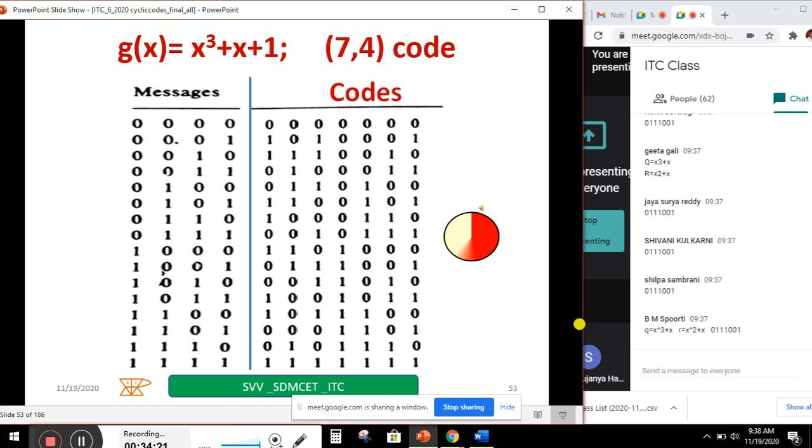Purti got 011 1001. Copy down the code words. No need of the message because the last 4 bits will be the message. So simply copy down the code words. The beginning 3 bits will be the parity bits, and the other 4 bits will be the data bits.